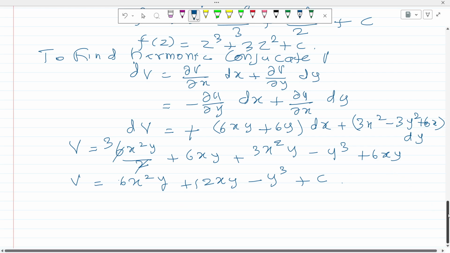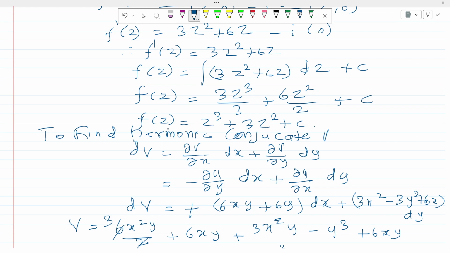Otherwise, we can do one thing. We have f of z. Substituting z equal to x plus iy, here also z equal to x plus iy, then expanding that, you will get the u plus iv format. Then taking only the imaginary part, you will get the imaginary part, as we did in the beginning. Now expanding and finding u and v.